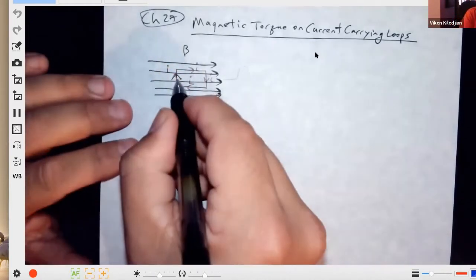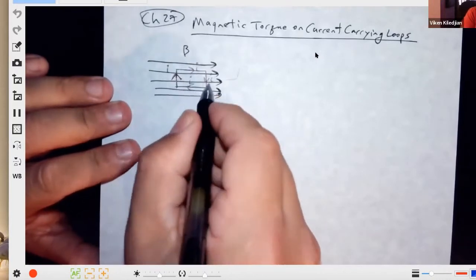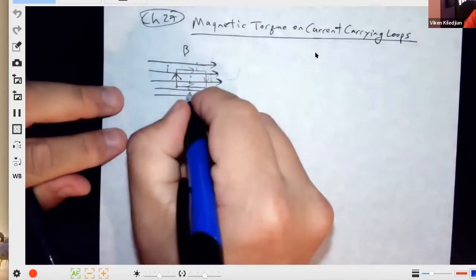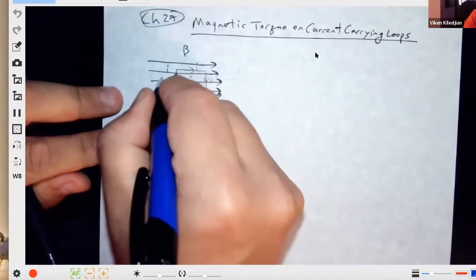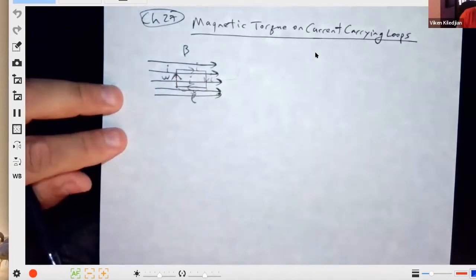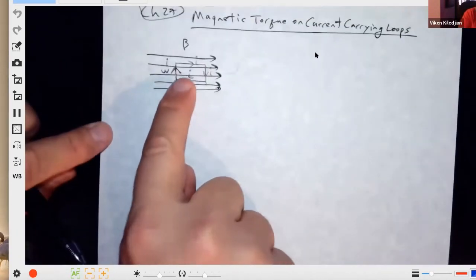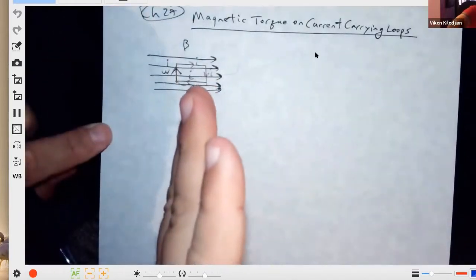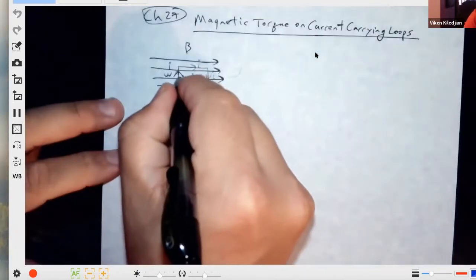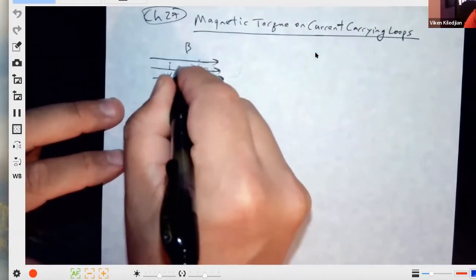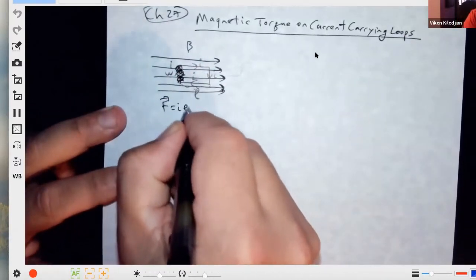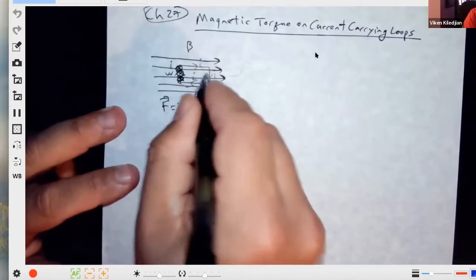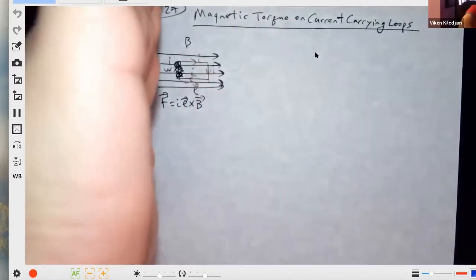So we analyze the forces on each side of the wire. So let's say the length from here to here is L. And let's say this is the width, W. Okay, so on this side of the wire, the force is, we do the cross product, I L crossed into B, into the board. So you're applying the equation F equals I L crossed into B on all elements of the wire. So like that, into the board.